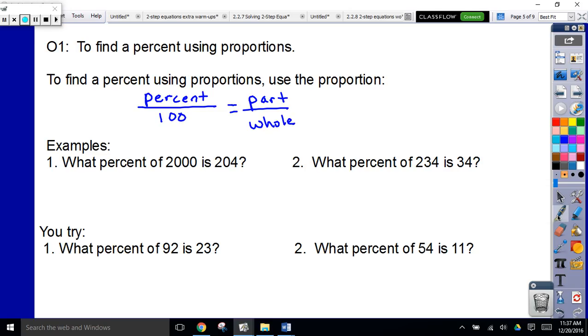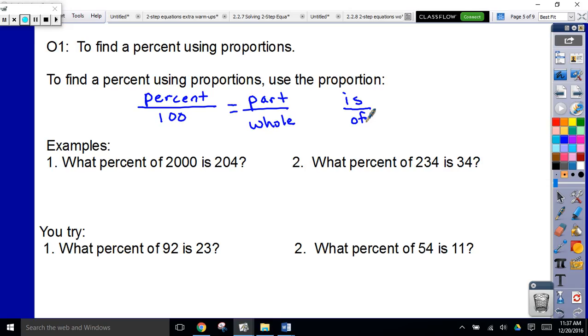The tricky thing when you're doing percent problems is figuring out sometimes which is the part and which is the whole. That's the thing that confuses people sometimes. One thing that may help you, the word is is usually used to represent the part, and the word of is usually used with the whole. So that may help you a little bit.